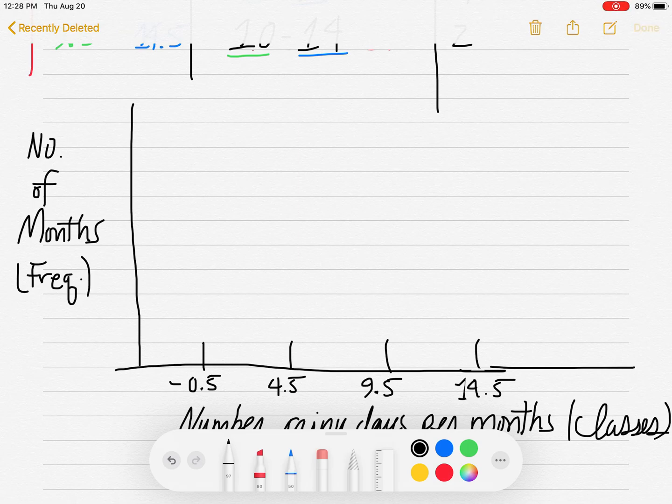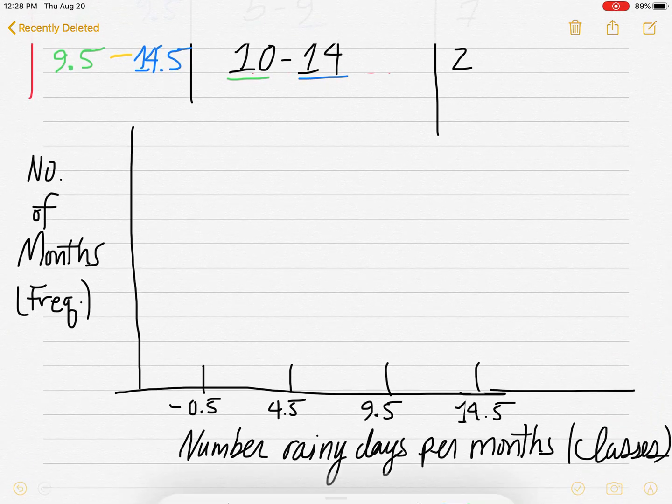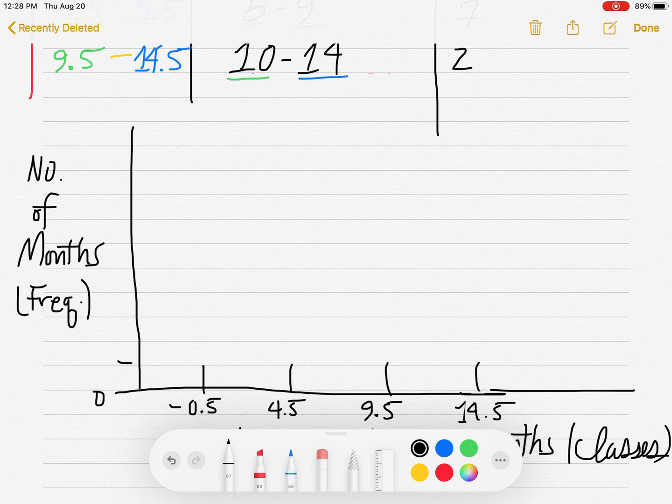And we're going to go up to, let's see, how many do we have to go up to? 7, right? 3, 7, and 2 are our numbers. So I'm going to go 0, 1, 2, 3, 4, 5, 6, 7.